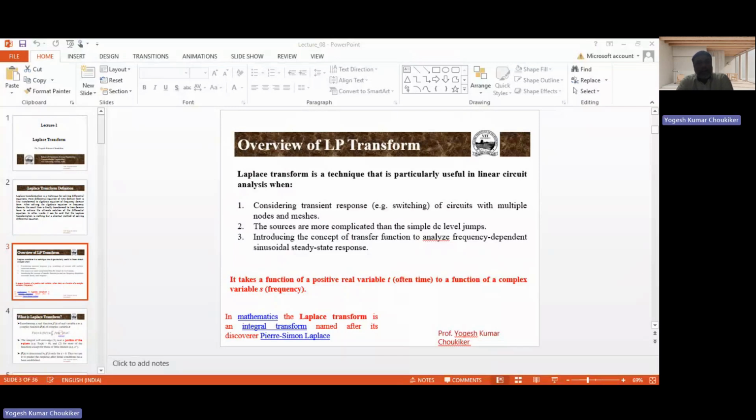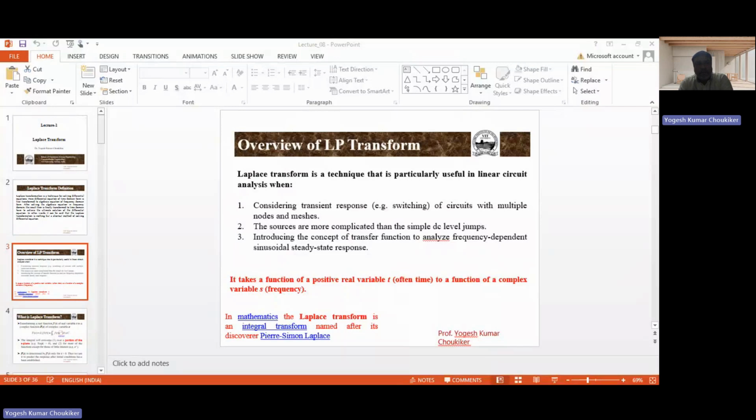Likewise, if we take the sinusoidal function, for example, you can see the waveform of the sinusoidal function. When you take the Laplace transform of the sinusoidal function, it becomes the integral from 0 to infinity of sine omega t multiplied with e to the power minus st. After doing the complete solving, the result is omega by s square plus omega square.